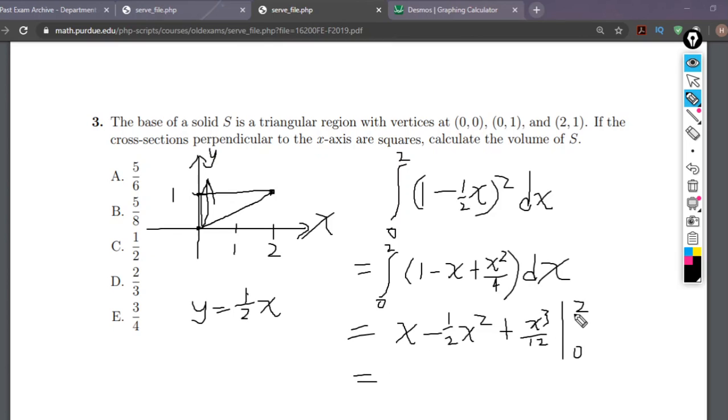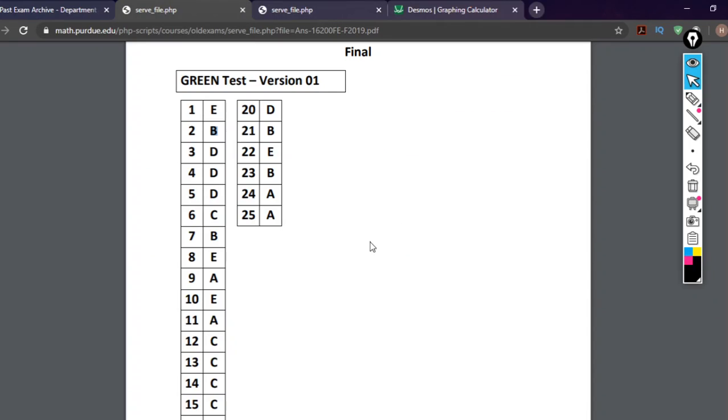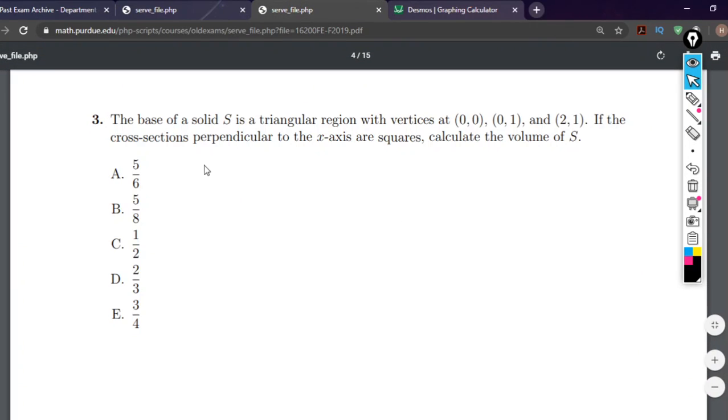So plug 2 in, by the fundamental theorem of calculus, it will be 2 minus 1/2 of 2 squared, which is 4, plus 8 over 12, and minus 0, since it's all dependent on x, it will be 0. So here, the 2 and 2 cancel out. We are left with 2 over 3, which is choice D. And as we can see here, 3 is D. Let's move on to number 4.